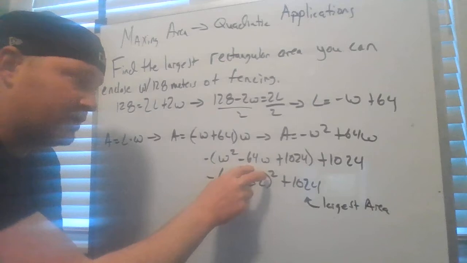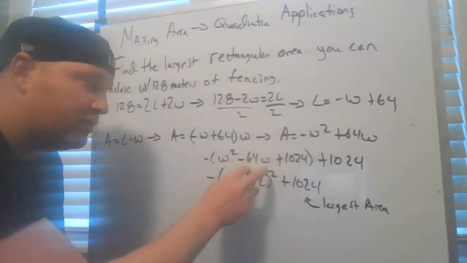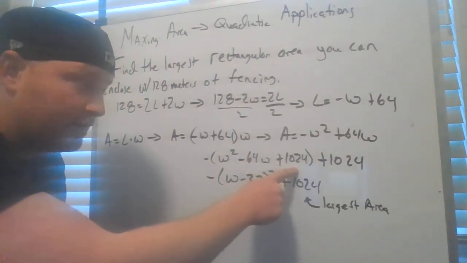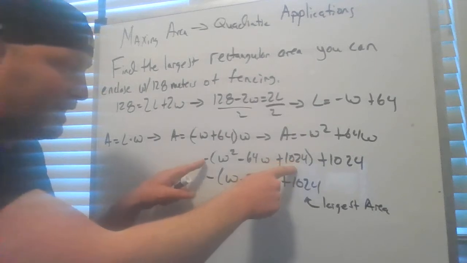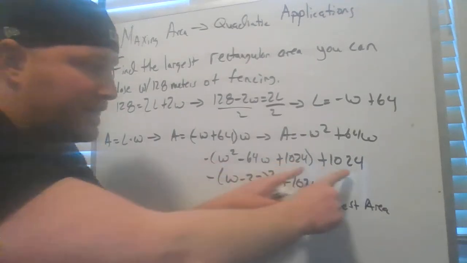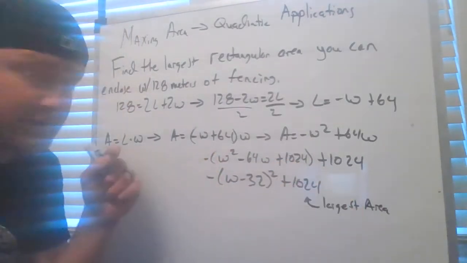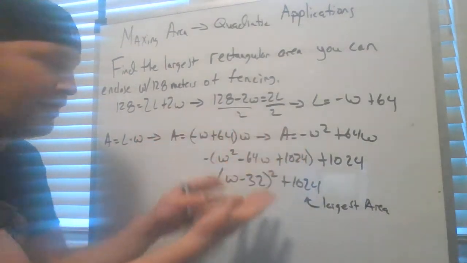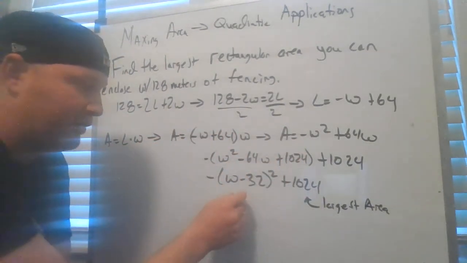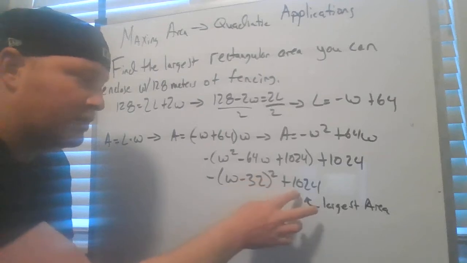Half of this 64 is 32, or -32, squared is 1024. Remember, I brought in a -1024. I must take out a positive 1024. So when I break it down into vertex form, I'm left with w minus 32 squared plus 1024.